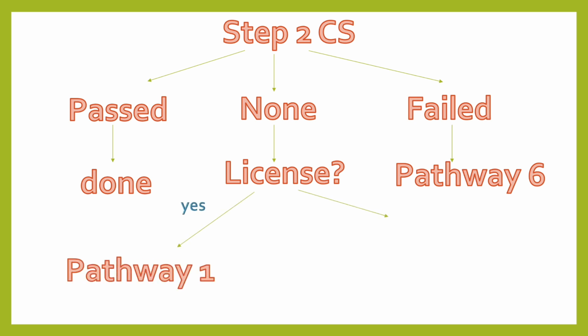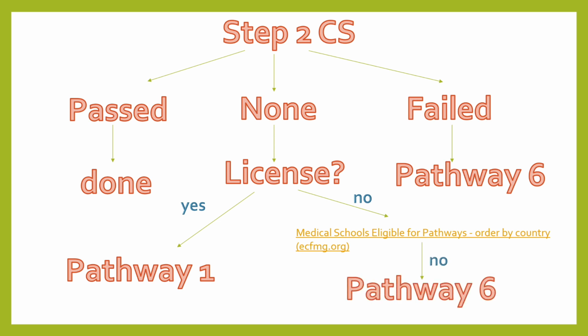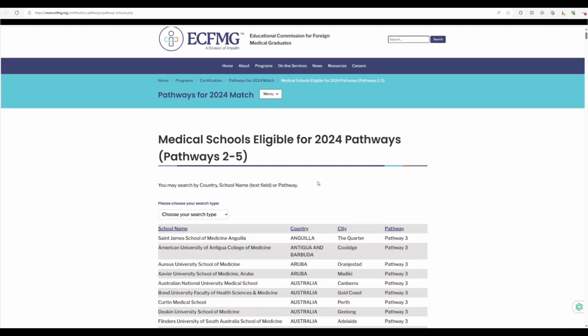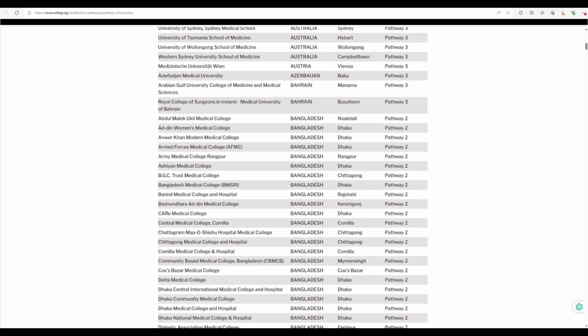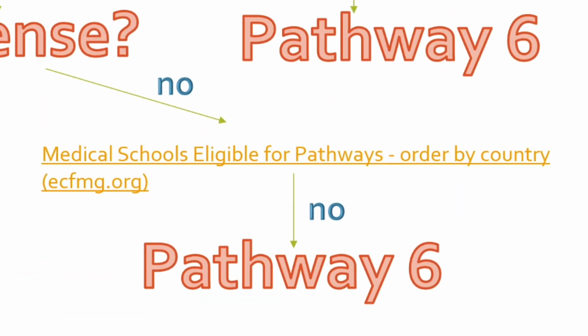If you have a medical license from your home country, you are going to use pathway 1. If you don't have any license, then it will be between pathway 2 to 5. You will know this by going to the ECFMG website and typing your medical school. If it's not listed anywhere, then you will use pathway 6. Once you figure out which pathway you need to take, read the information related to the pathways on the ECFMG website. They will provide you with all the necessary documentation you need to upload.